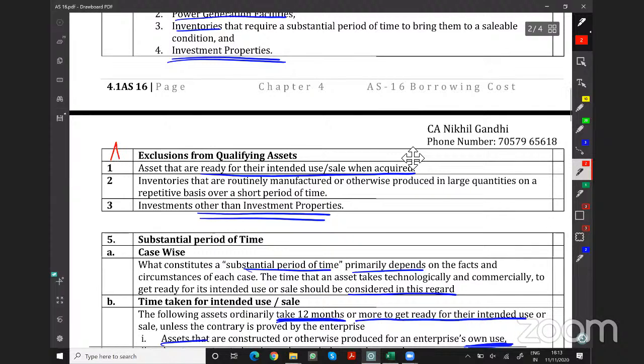Keep this in mind. Exclusions are: if it is ready for its intended use; if inventories do not take a substantial period, they are produced in 10 or 15 days or in their normal operating cycle. And the third one is the investments other than investment properties.